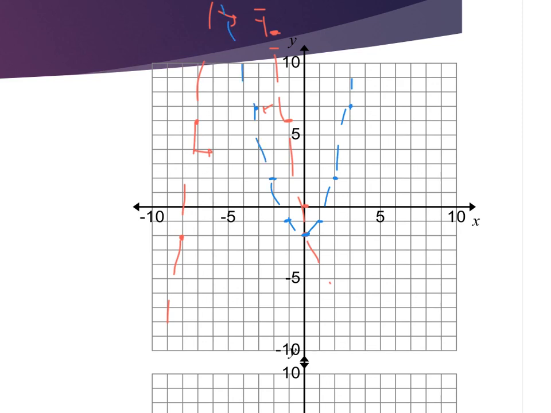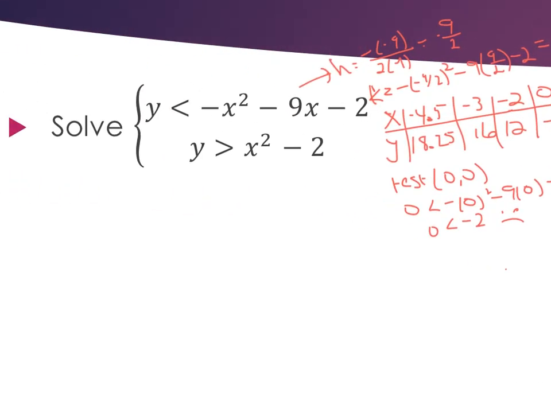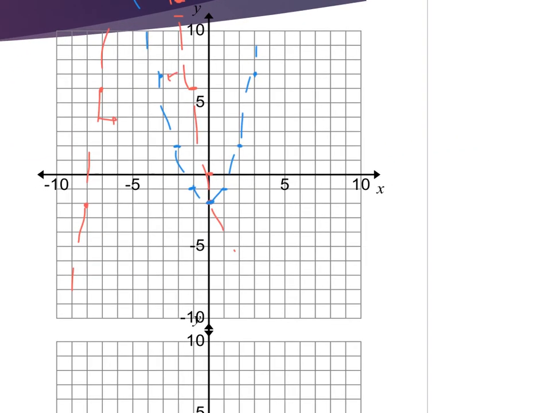Now, if we were to do a test point for this guy, I would probably use 0, 0 again in the original inequality. And we have 0 is greater than 0 minus 2. Is 0 larger than negative 2? The answer to that is yes. So we shade the region that includes 0, 0. In other words, my arrows go towards the inside of the parabola.